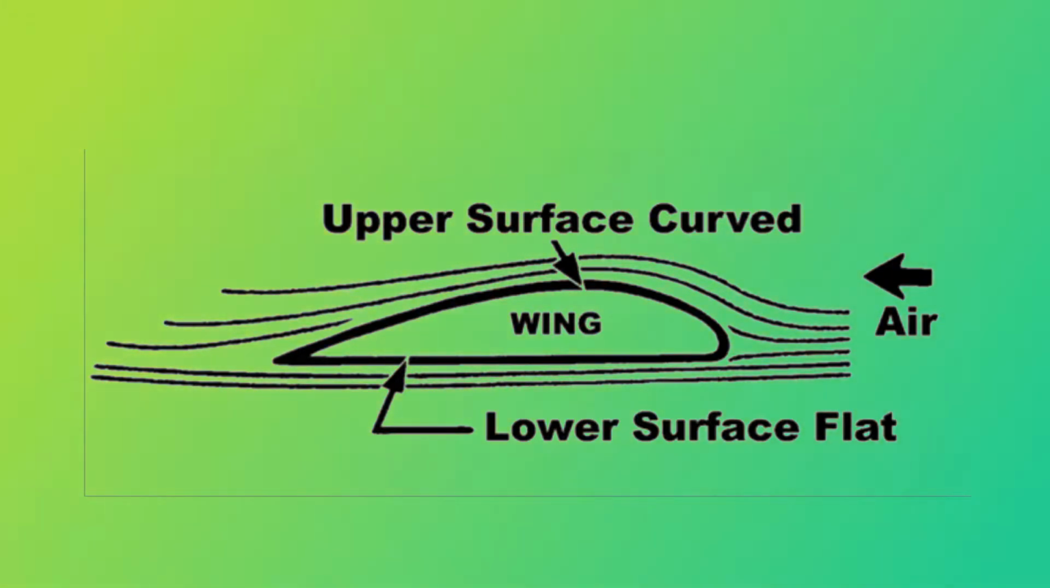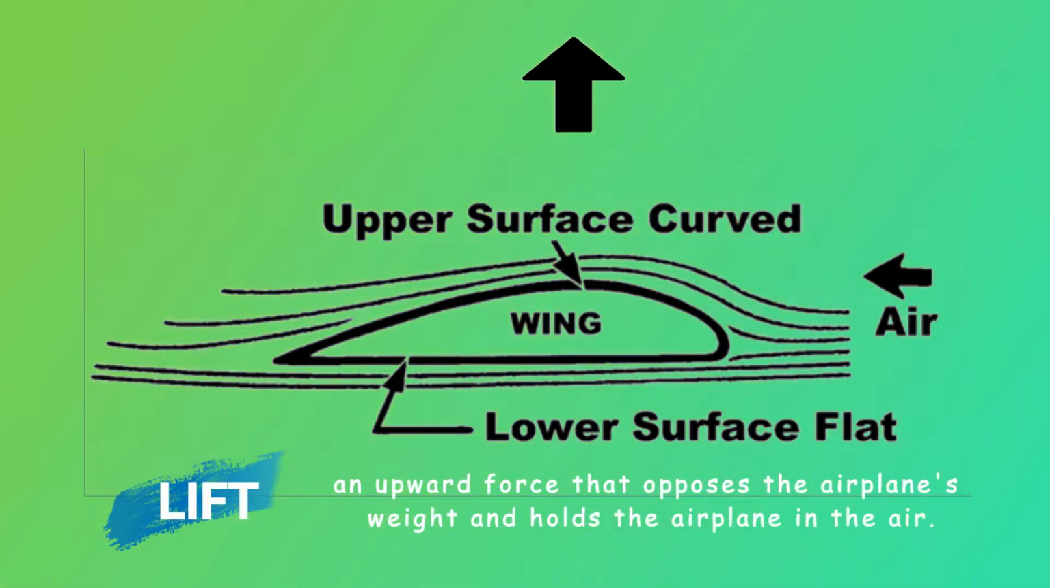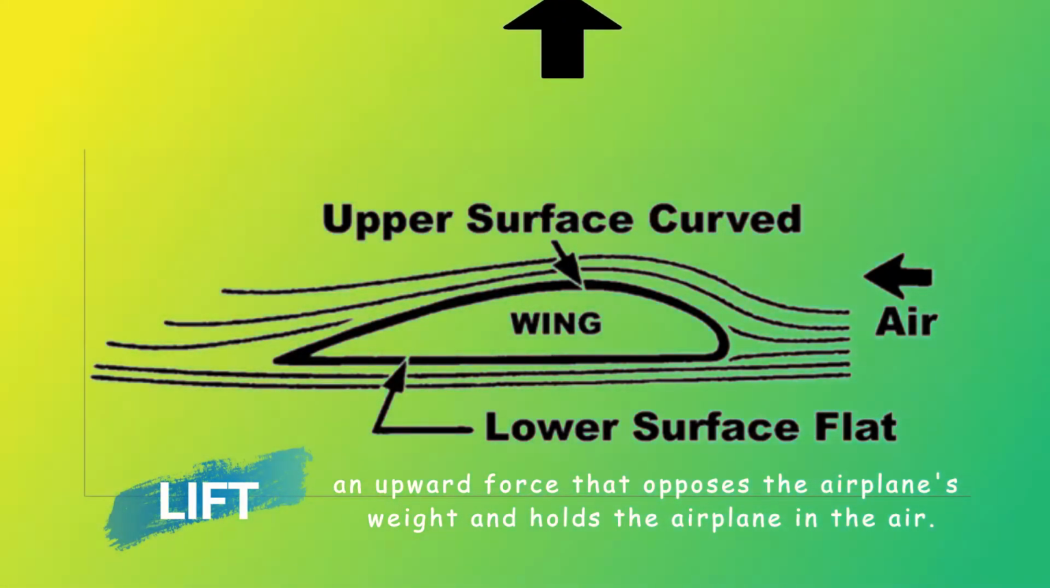Most wings of airplanes are based off an airfoil shape, which consists of a curved upper surface and a flat lower surface. The airfoil shape is meant to generate lift, which is an upward force that opposes the airplane's weight and holds the airplane in the air.